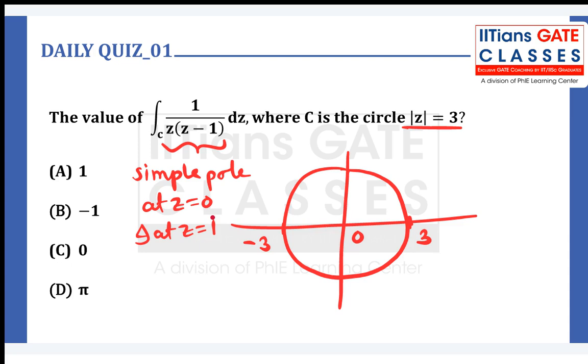Before calculating the residue, one thing you should make sure is that the poles must be inside your contour C. So z equal to 0 is inside your circle of radius 3. Similarly, 1 will be somewhere here, right? So that is also inside. So you have to consider residues at both the poles.